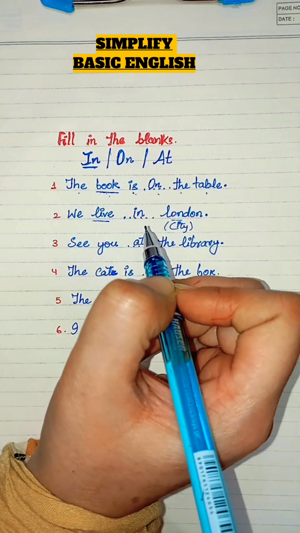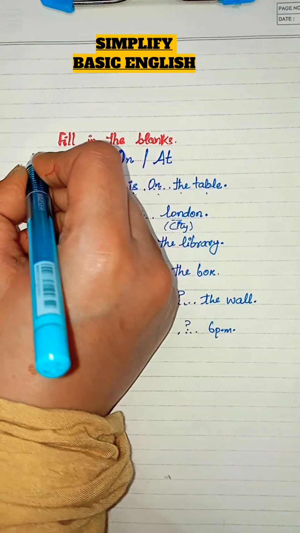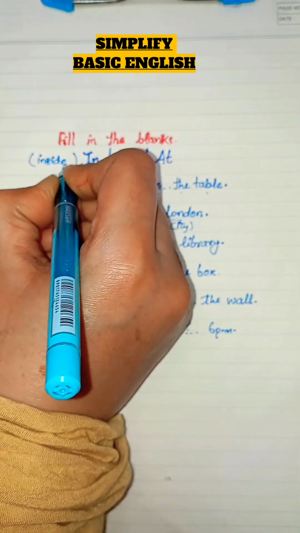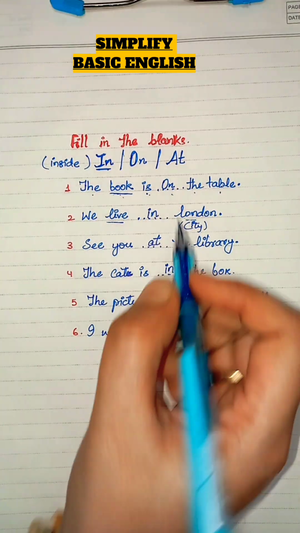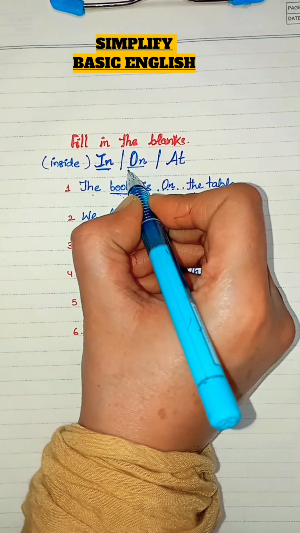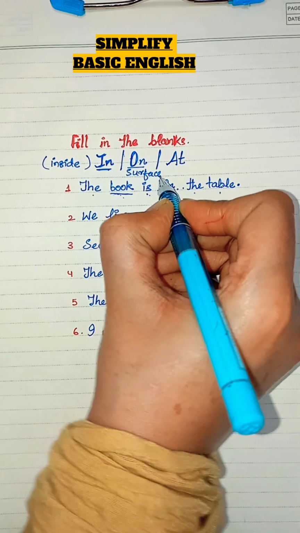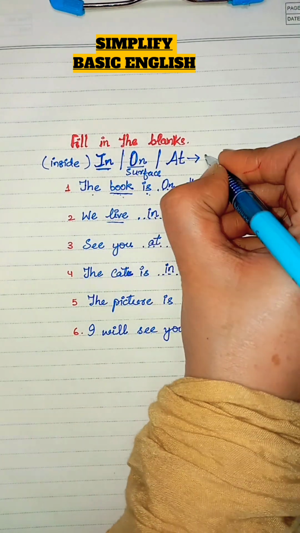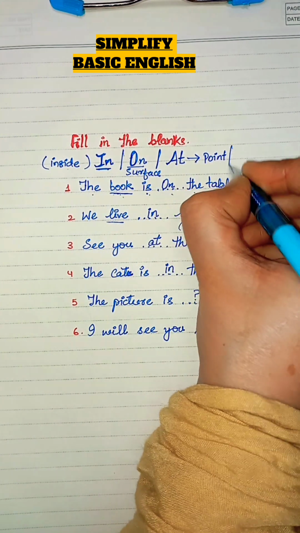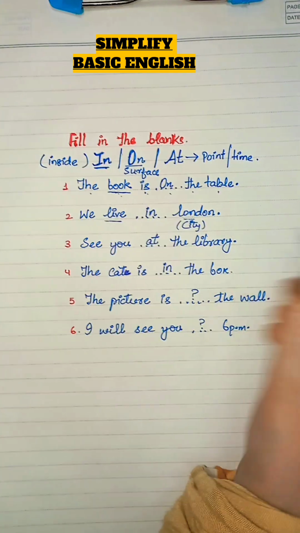In is used for inside also, and on is used for surface. At is used for point or time.